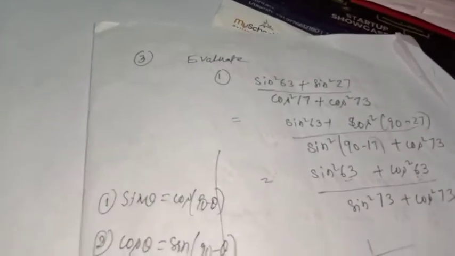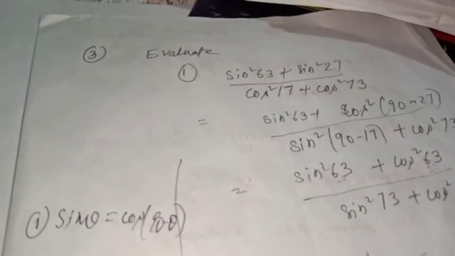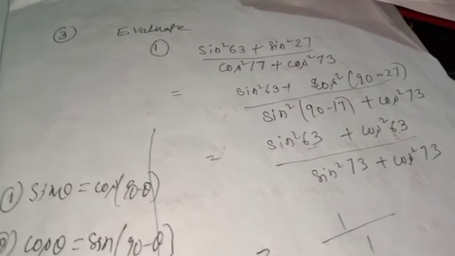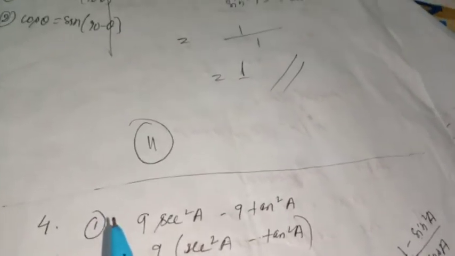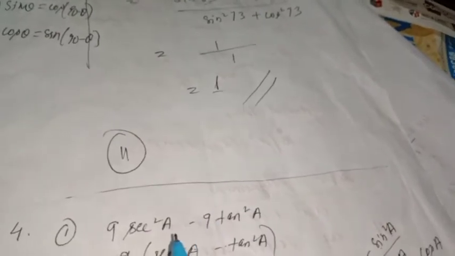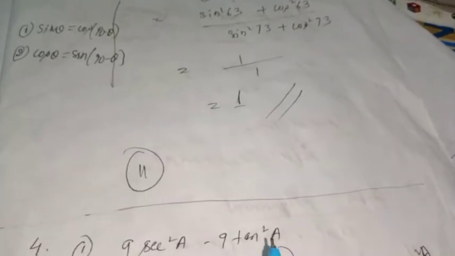Clear? Okay. Question number 4 has some MCQs. See, question 4, part 1: 9 sec square minus 9 tan square. There are 4 options. For this, we have to simplify what they have given, and after that we will find the result in the options.